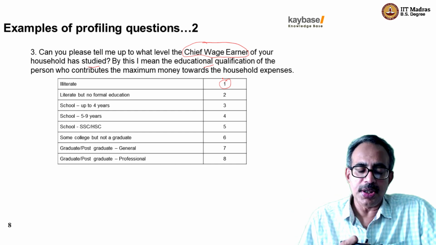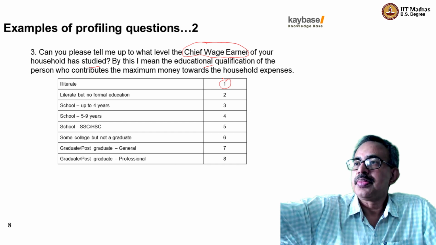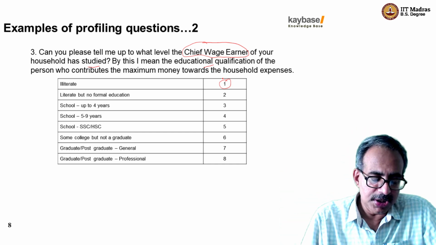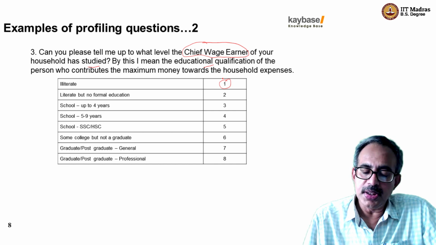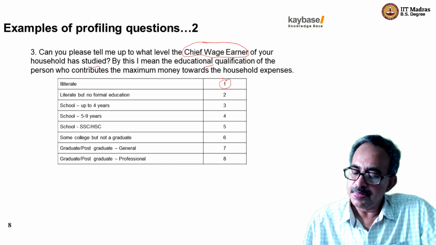Now let me see to what extent what we have been talking about makes sense. We have talked about chief wage earner, and we have talked about literate and illiterate, right?